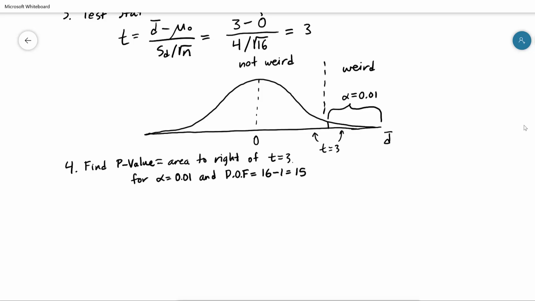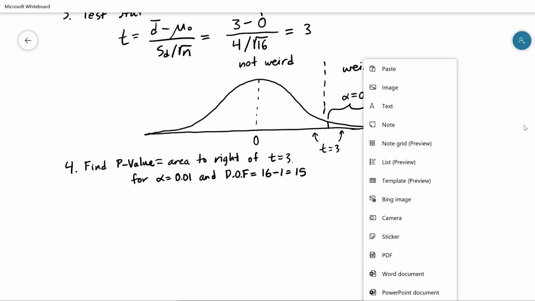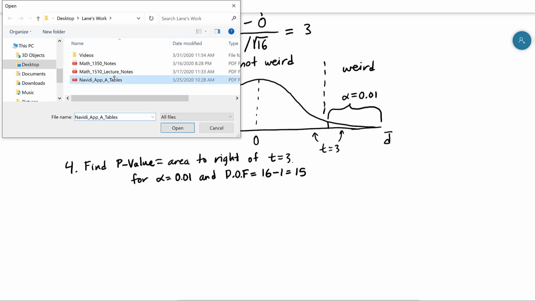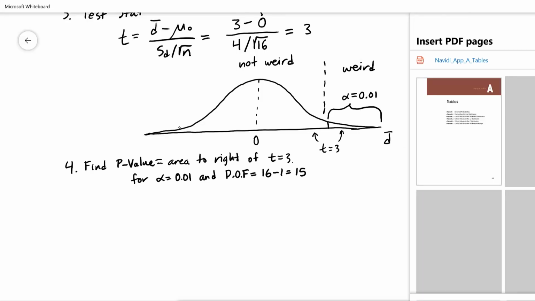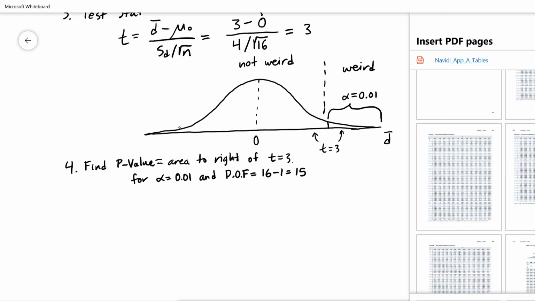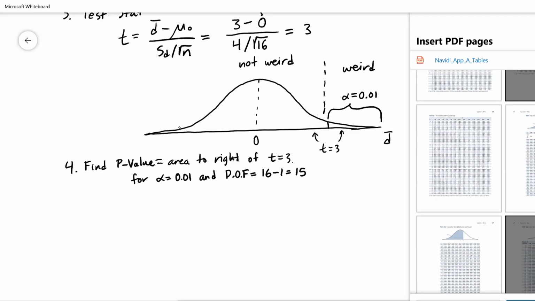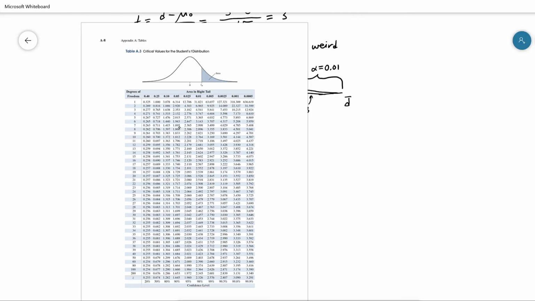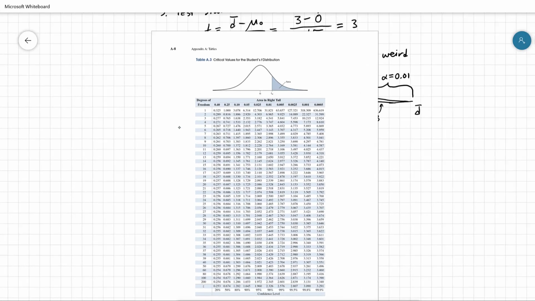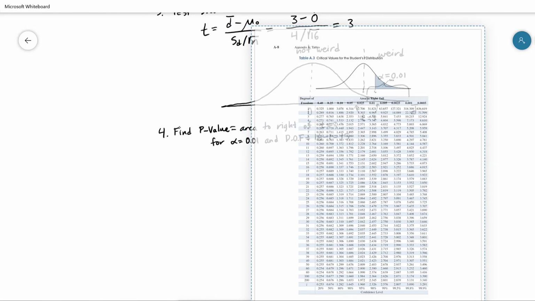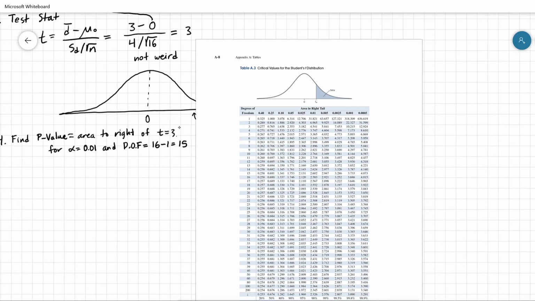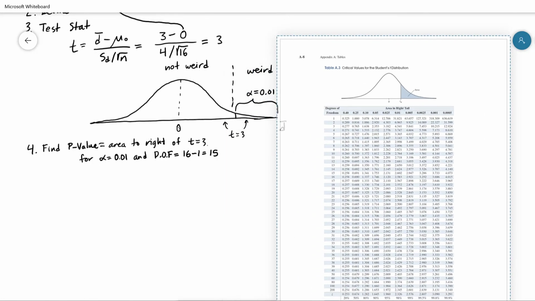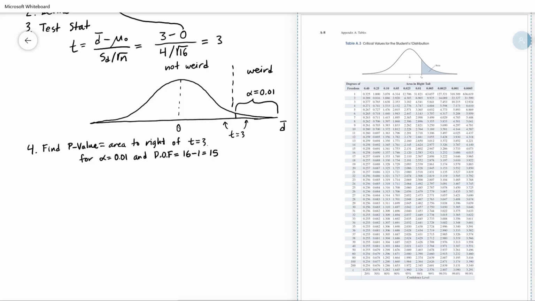So keep that in mind. Let's take a look at our table, and again, we're using a t-distribution. The only table we're allowed to use is table A3. That is the only one that works for t-distributions. Table A2 is normal distributions only. So let me move this over to the side here, so I can get this all on the page at once.